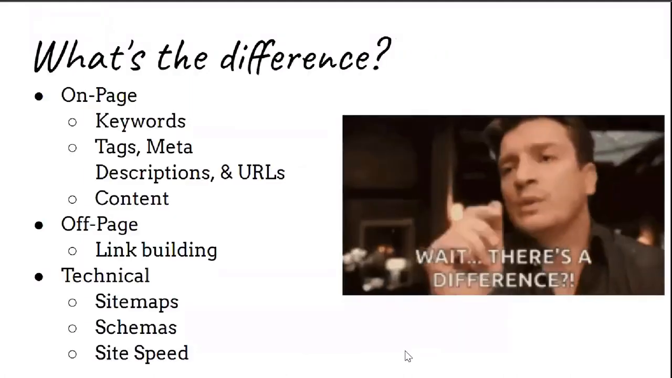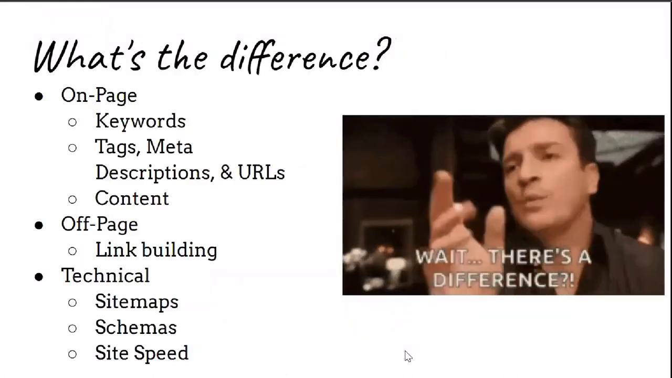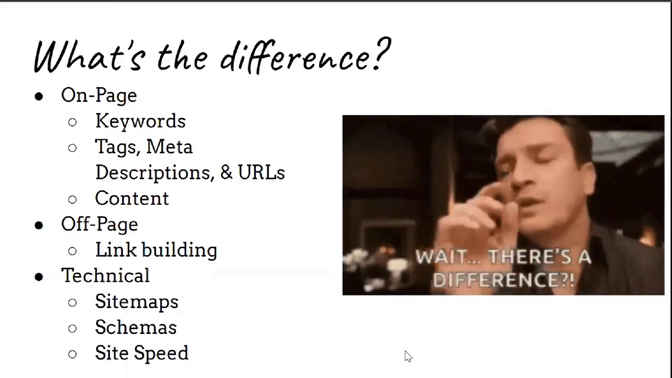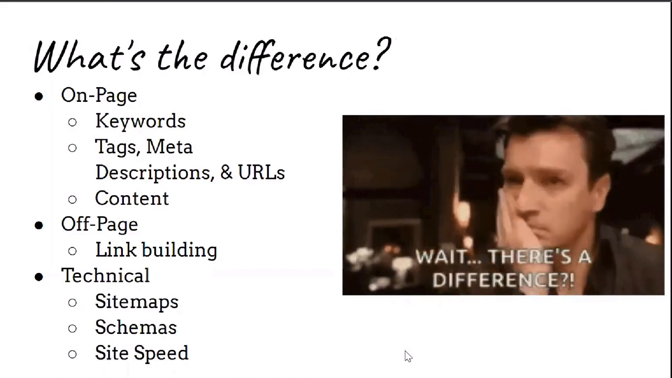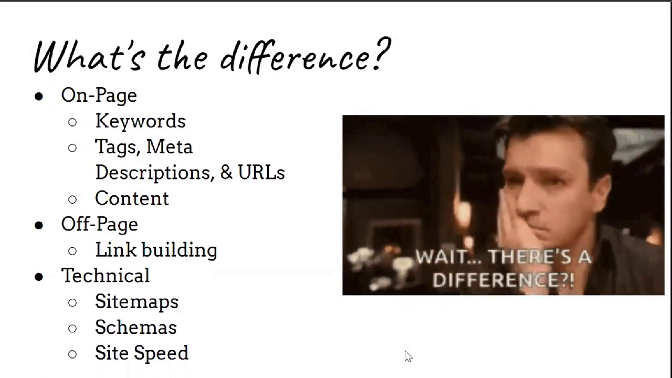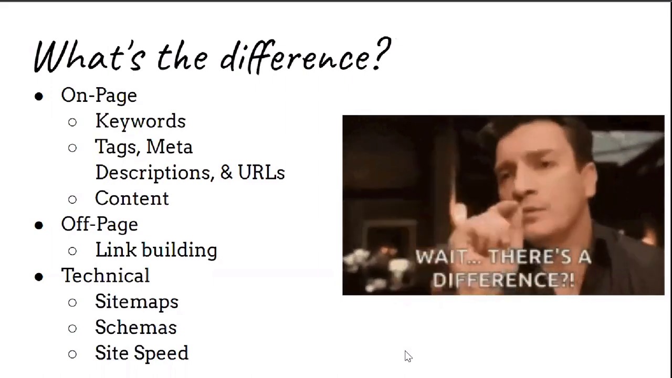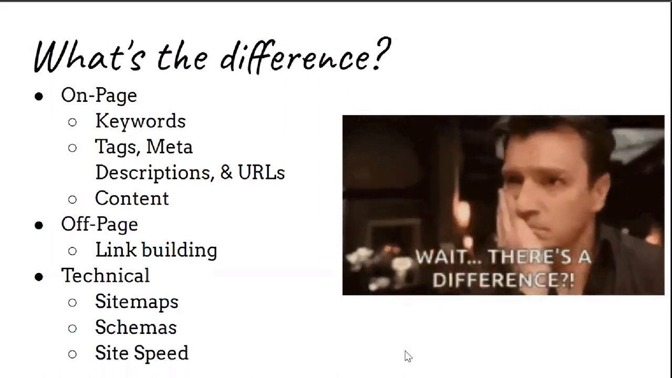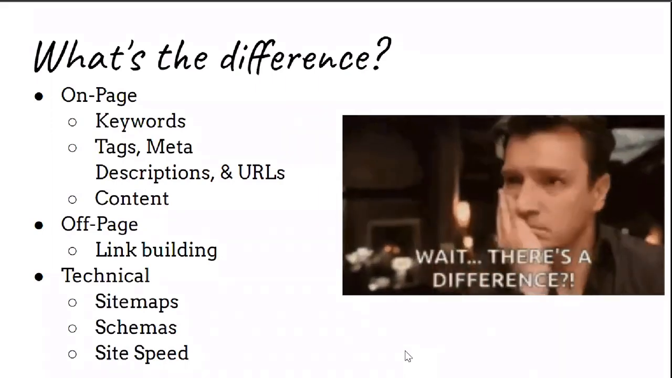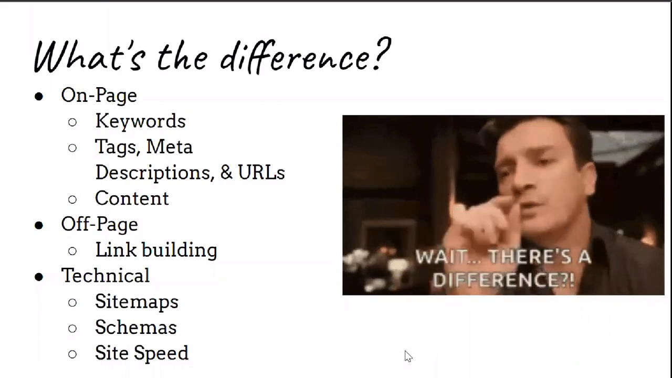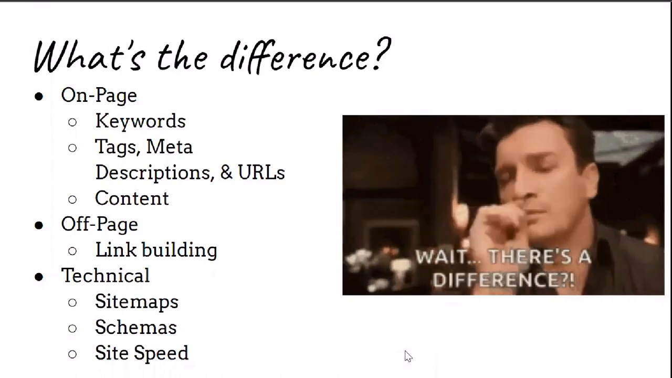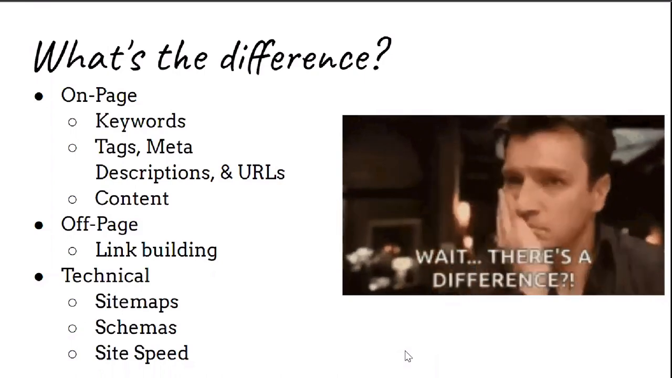So I threw out a lot of different terms. Now I'm getting ready to throw out some more. What's the difference? We've got on page, we've got keywords, tags, meta descriptions, URLs, content. We've got off page, link building. We've got technical, sitemap, schemas, site speed. And you're probably sitting here thinking, okay, he's speaking in an alien tongue here. I'm not. Understanding these ideas is critical for excellent SEO. Therefore, we've made them as simple as possible for everyone to grasp.